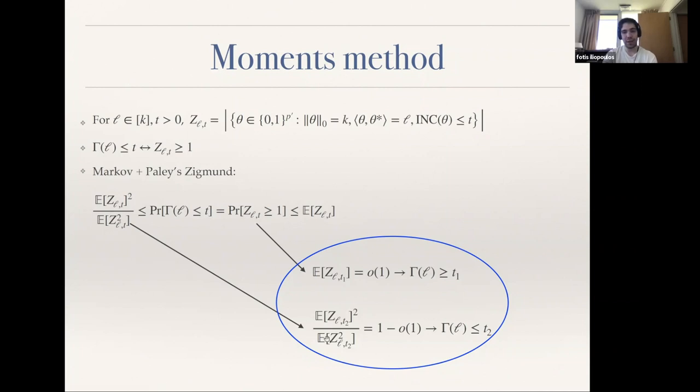Now, the second inequality is a bit more indirect to see, and it comes from Chebyshev's inequality. But if you establish that for a number T2 the ratio between the square of the expectation and the second moment goes to one as p goes to infinity, then using Chebyshev's inequality you can prove that with high probability T2 will be an upper bound on gamma of L. The idea is that this random variable will be very concentrated.